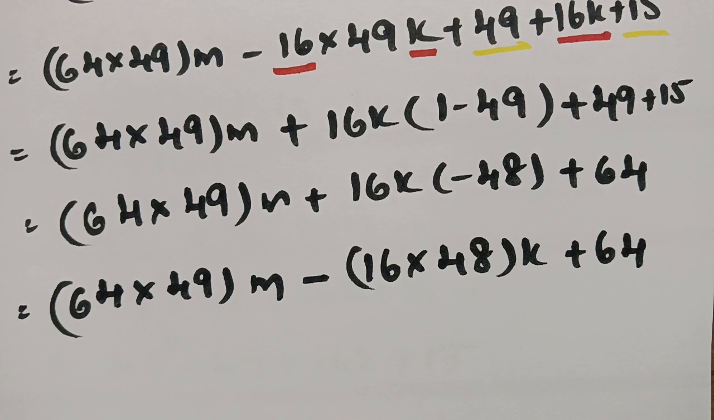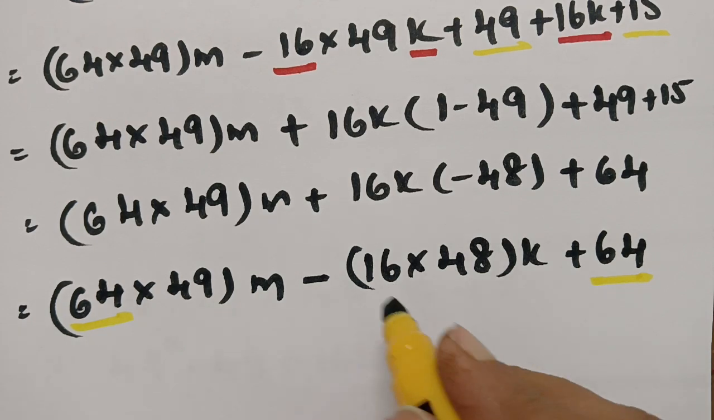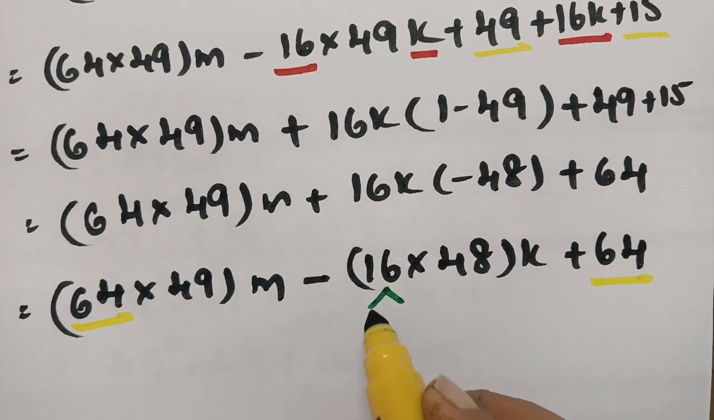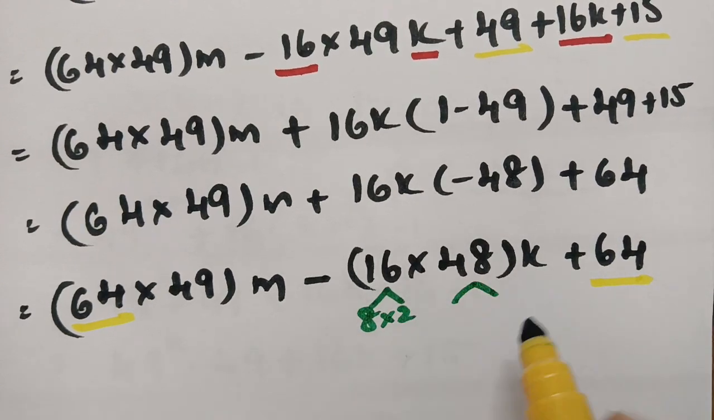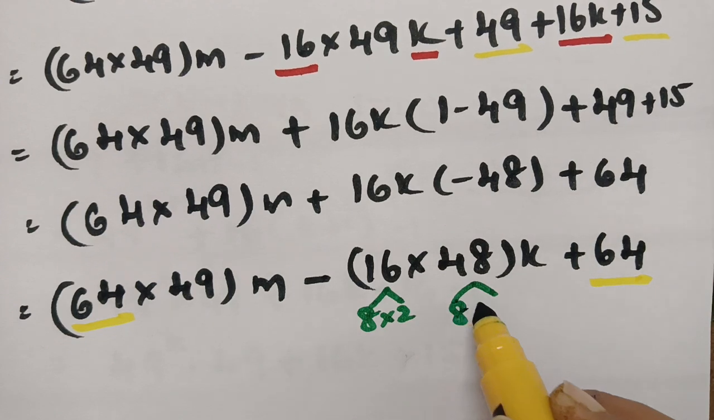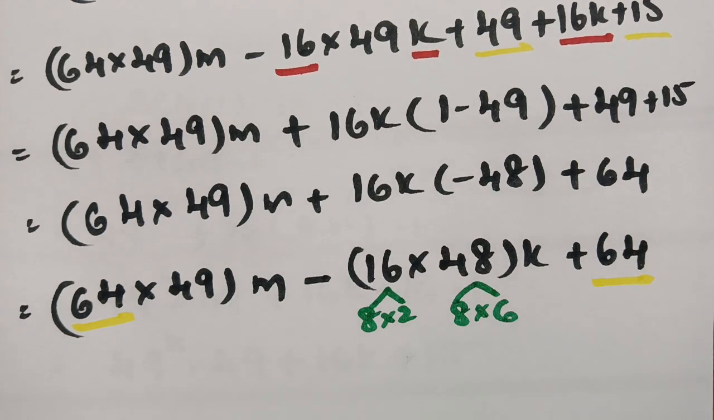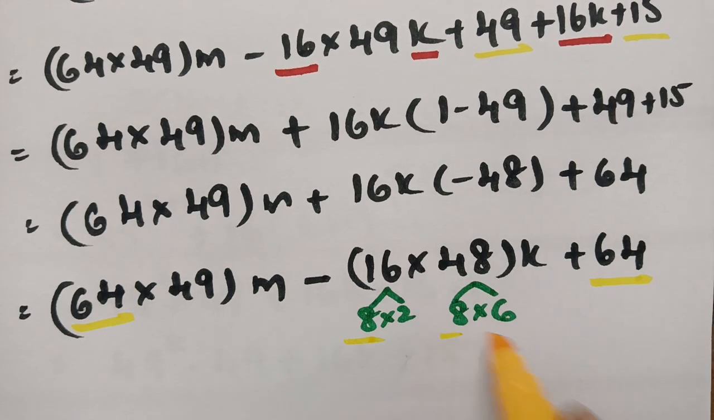So what do I have to show? I have to show that the given statement is divisible by 64. Here there is a 64 and there is 64 here. So I need 64 here. So for getting 64, 8 8s are 64. So 16 can be written as 8 into 2 and this 48 can be written as 8 into 6. So I got 64 here as 8 into 8.